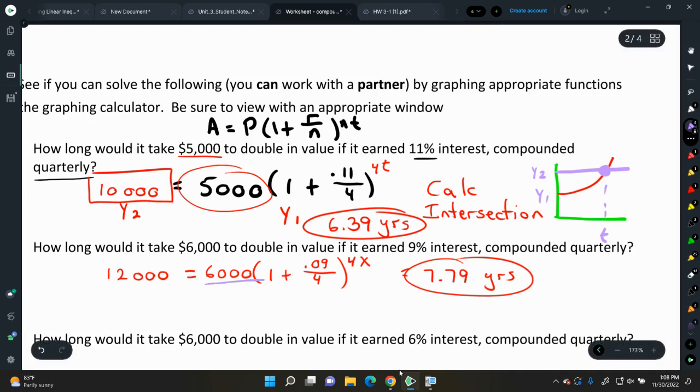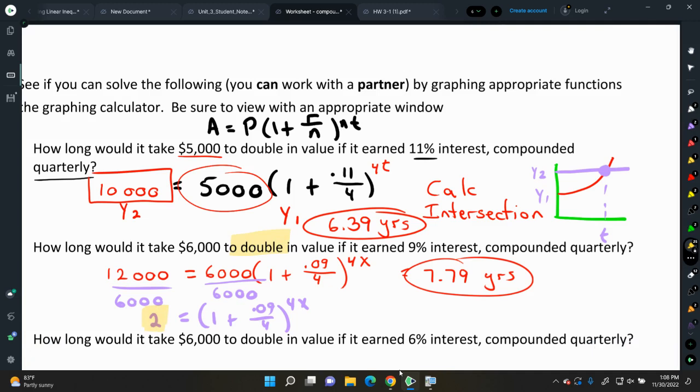Now here's a little trick that you can use sometimes. Notice if I divide by 6,000 on both sides before I try to solve the equation, I'm going to get 2 equals 1 plus 0.09 over 4 to the 4x, right? Now notice it said, how long does it take to double? And I ended up with a 2 over here. Well, doubling means 2 times the amount, right? If you look at this equation in the form that it is, there's no number in front of the parentheses, which means that P is actually equal to 1. What is 1 doubled? 2.